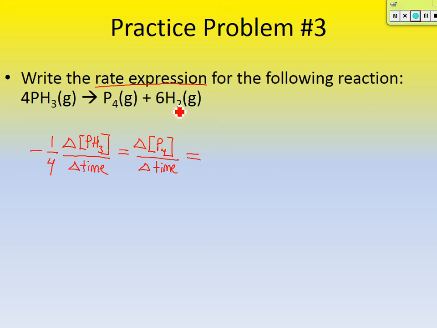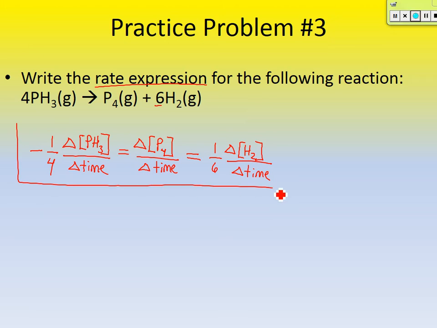Again, it's a product. Positive or negative? Positive. It's going to form over time. So I'm going to keep the sign positive, but my coefficient is a 6. What do I need to put over the top of it? A 1. So it becomes 1/6 times the rate, which is the change in concentration of H2. Again, use brackets, over the change in time. And that's it. How many of you guys got that right? Okay, very good. So this is my answer. That is the rate expression for this chemical reaction.